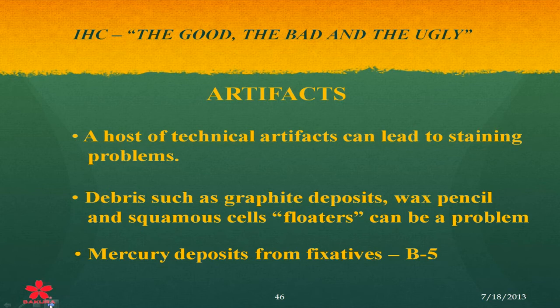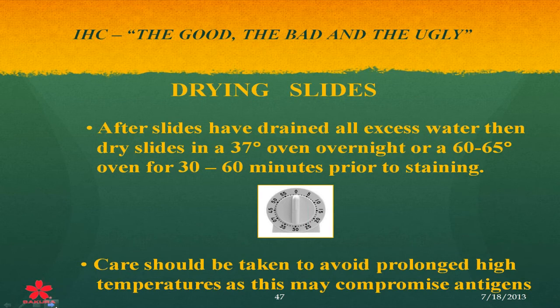But debris such as graphite deposits, wax pencil, squamous cells, and floaters can be a problem. So make sure that as you're going from block to block and you're cutting each slide, that you take a Chem wipe and just clean your water bath off completely. And also we've seen mercury deposits from fixatives like B5.